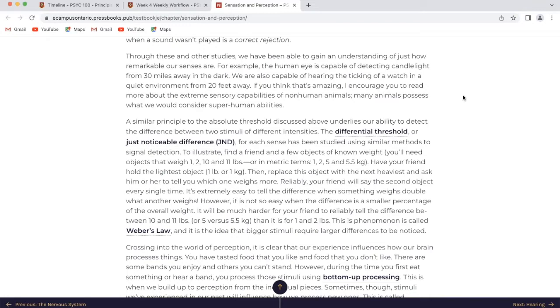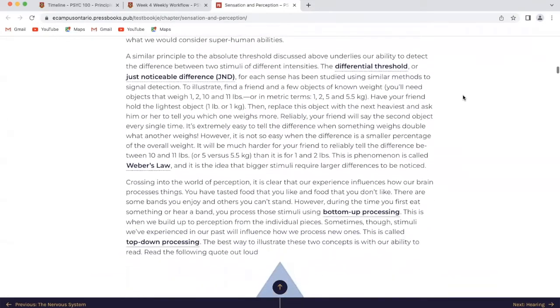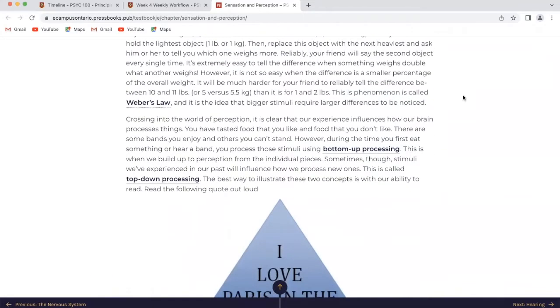It's extremely easy to tell the difference when something weighs double what the other weighs. However, it is not so easy when the difference is a smaller percentage of the overall weight. It would be much harder for your friend to reliably tell the difference between 10 and 11 pounds than it is for 1 and 2 pounds. This is a phenomenon called Weber's law, and it is the idea that bigger stimuli require larger differences to be noticed.